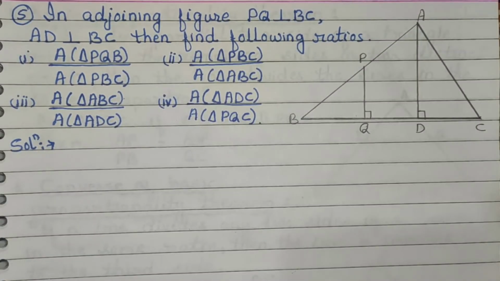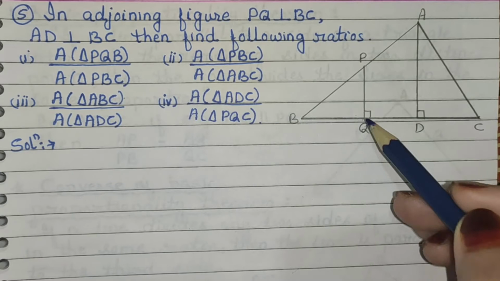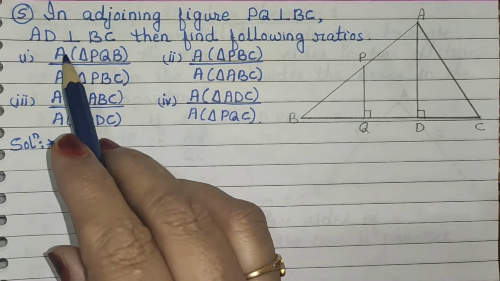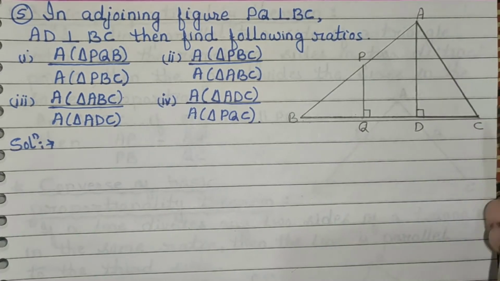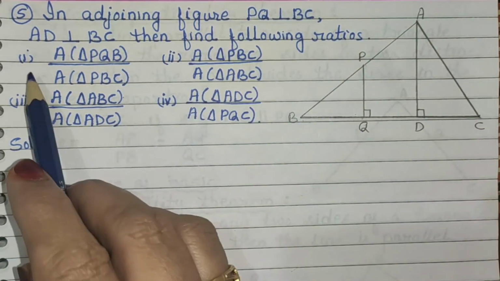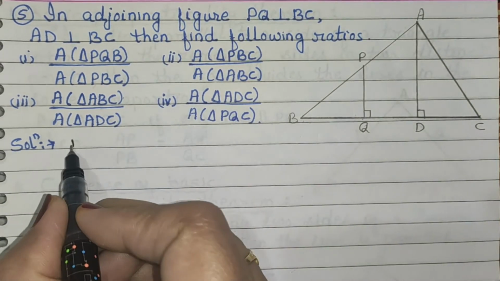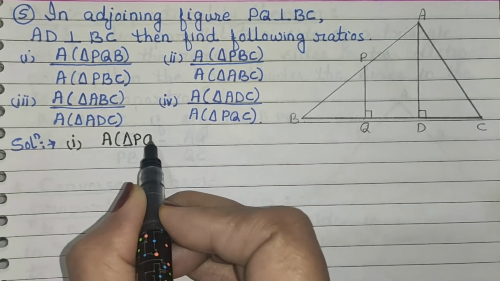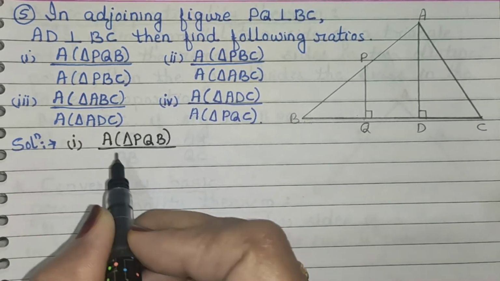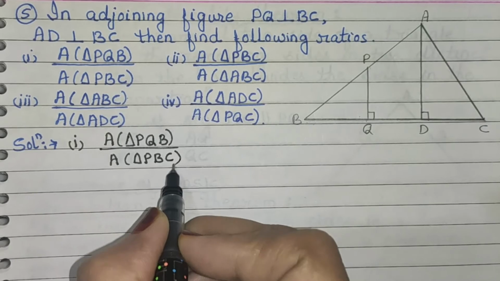Now next question is, in the adjoining figure PQ is perpendicular to BC. Look at here, PQ is perpendicular to BC, and AD is also perpendicular to BC. Then find the following ratios. First, find out area of triangle PQB upon area of triangle PBC.